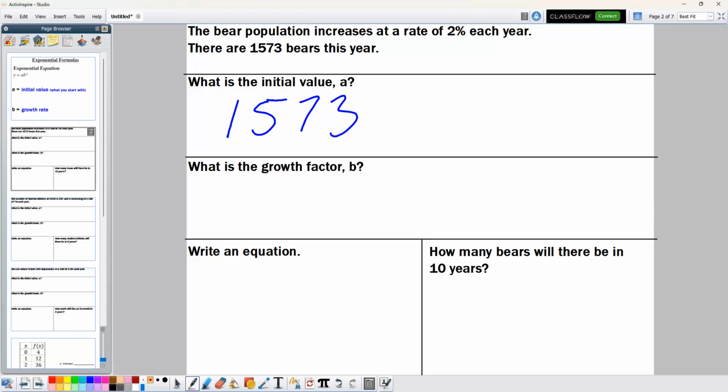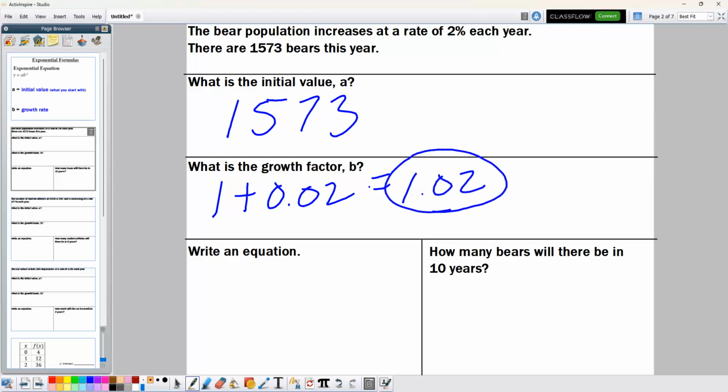So if we're increasing, that's one of those where you say 1 plus 0.02. And if you were decreasing, then you would say 1 minus 0.02. But we're growing. The bear population, unfortunately, is increasing by 2% each year. Oh my. That would be 1.02, which is what we're going to use for our formula down here. When we write an equation, we'll have y equals a times b to the x. That's 1573 times 1.02 to the x.